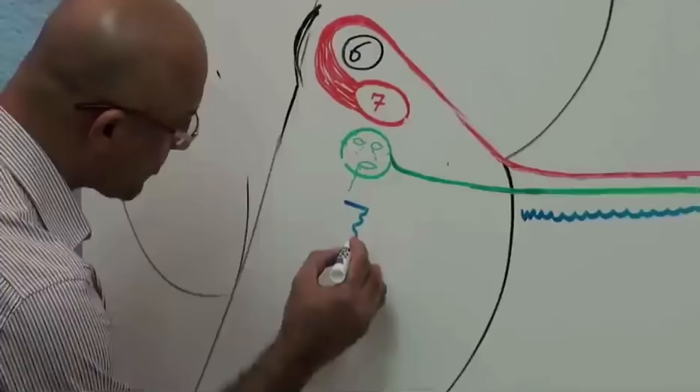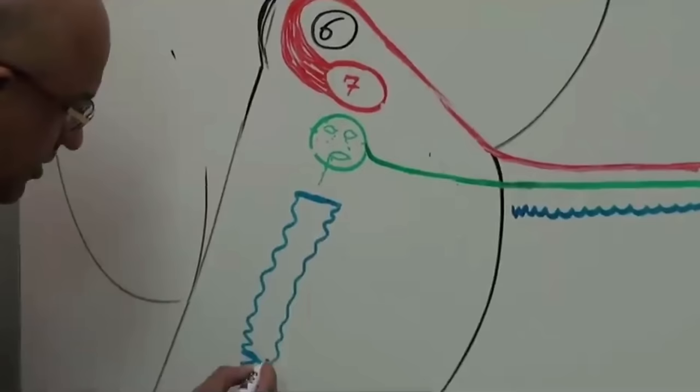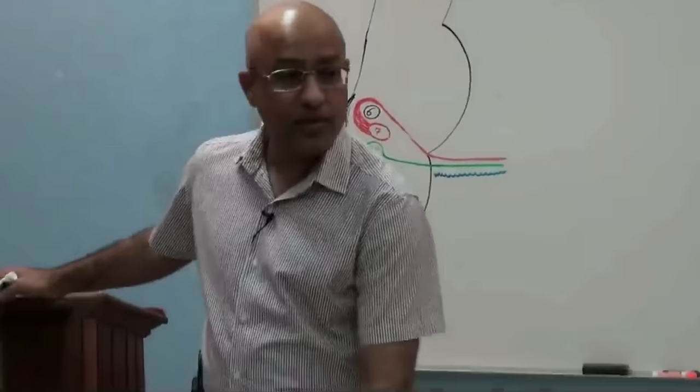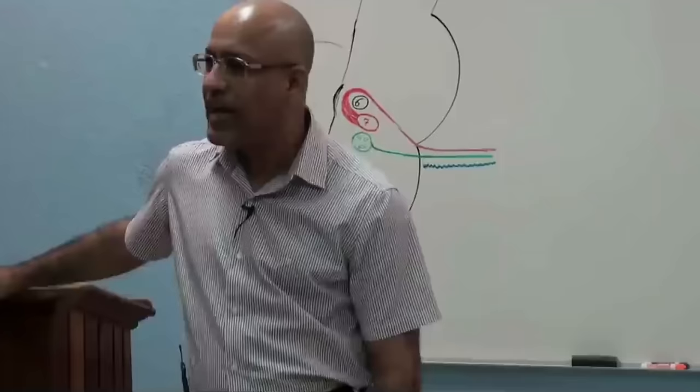Right? It is dancing a lot because it can taste sensation come here. What is this nucleus? Nucleus of tractus solitarius. Nucleus of tractus solitarius has many connections. Some of the very important connections are for the taste, right?